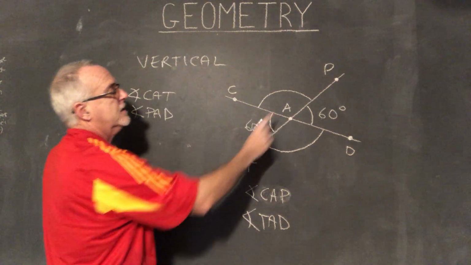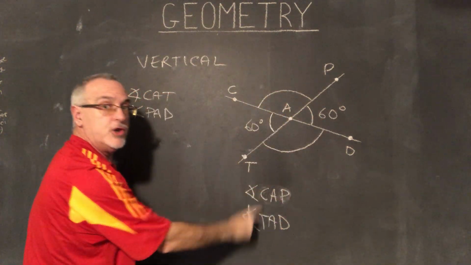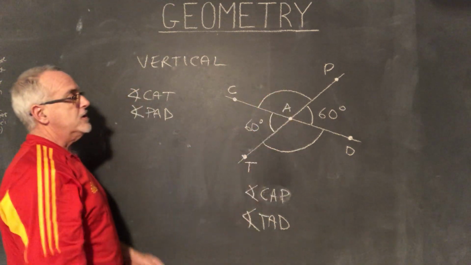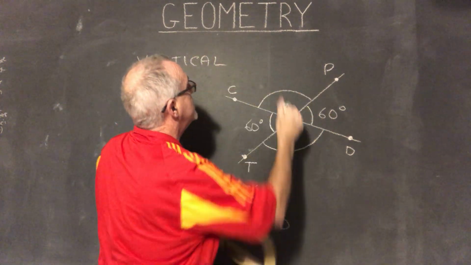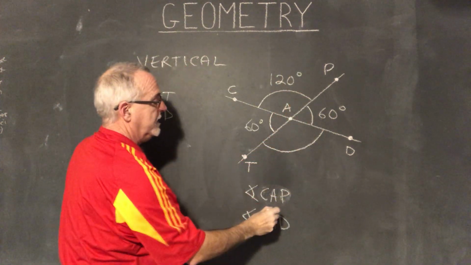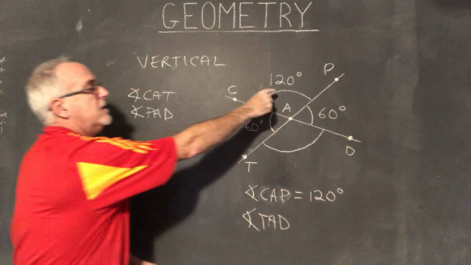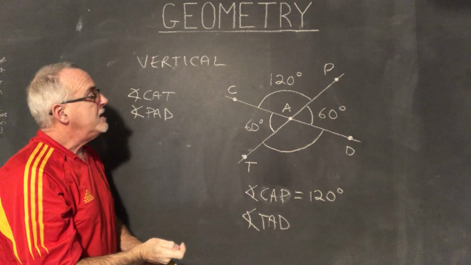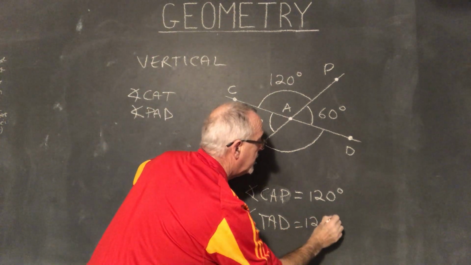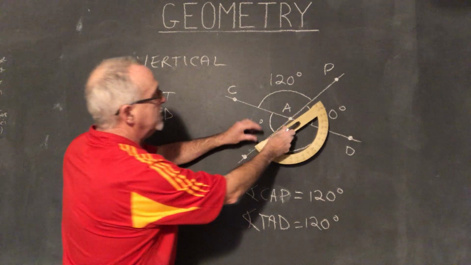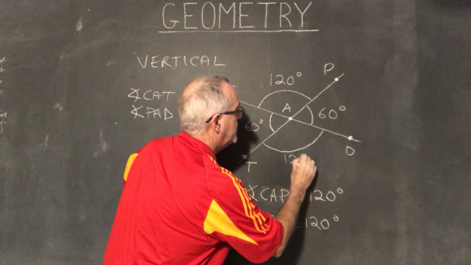If cat and pad are vertical angles, they're opposite. Well, these two are also opposite to each other. So if I measure one, it should give me the same measure as the other. Let's measure. If I measure this, counting up from 0, it's 120 degrees. Well, that was cap. That means because they are opposite in a set of vertical angles, TAD will also be 120 degrees, and I know that without having to actually measure it, but I'm still going to measure it. Yep, it's 120. May as well label it.